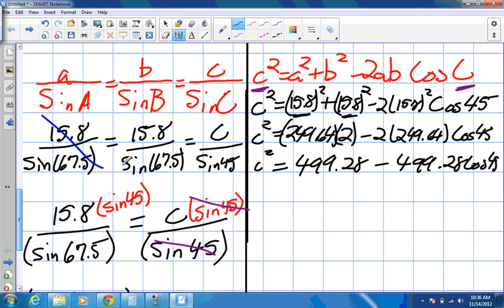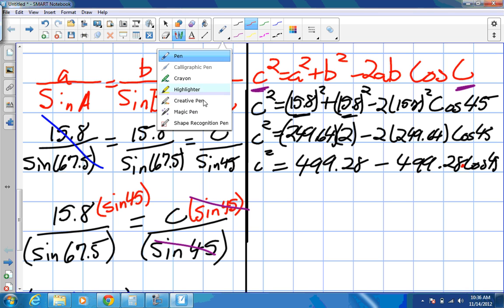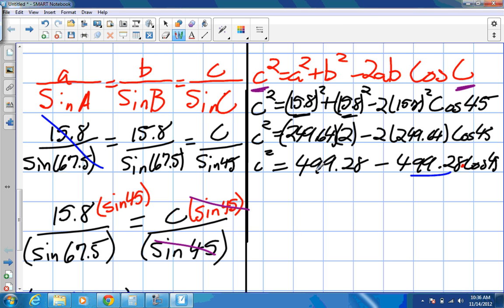We do not do that subtraction. If you were to make this mistake and do the subtraction, you would get what number? 0. And then what you're saying is side C is 0 in the end, which we know doesn't make any sense. Okay? We have to follow BEDMAS, so we have to multiply this first. 499.28 times cos 45. Negative 353.04.